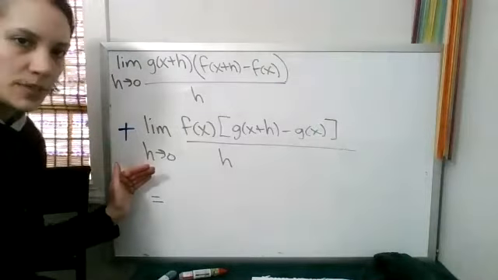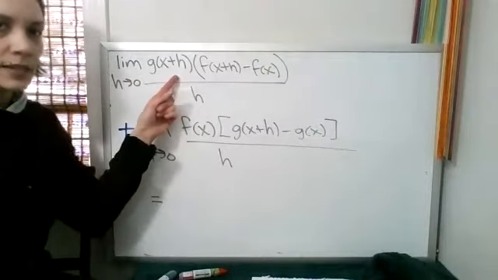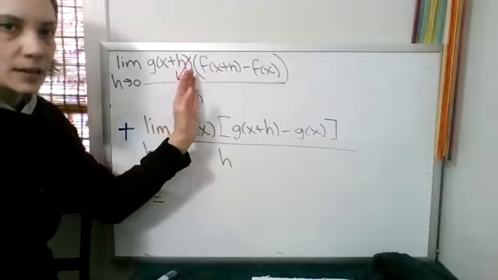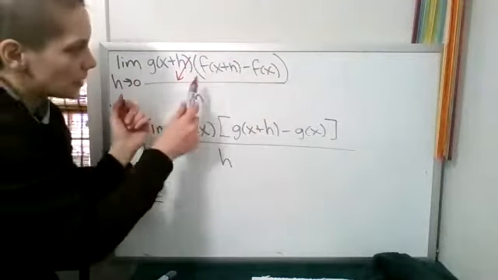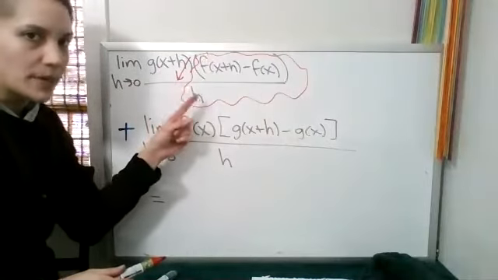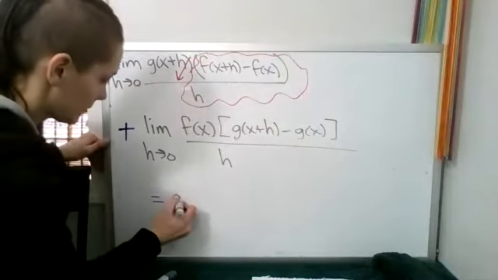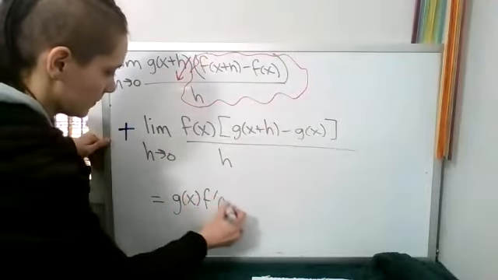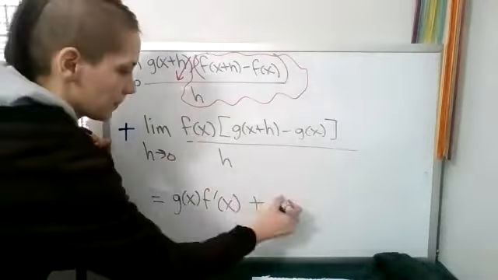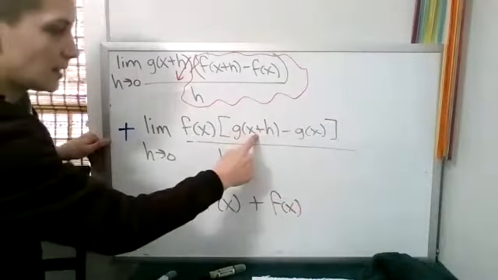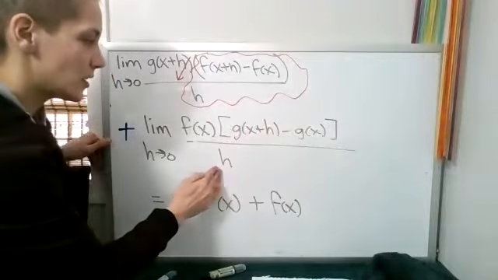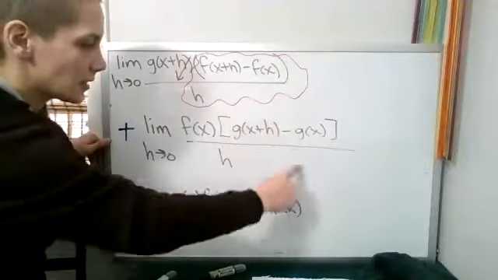Now the next step is to actually let h go to 0. Right here, this h goes to 0 and you get g of x, and then times all of this piece here, and that is f prime of x. Add this f of x, just f of x, times g of x plus h minus g of x over h. That's g prime of x.